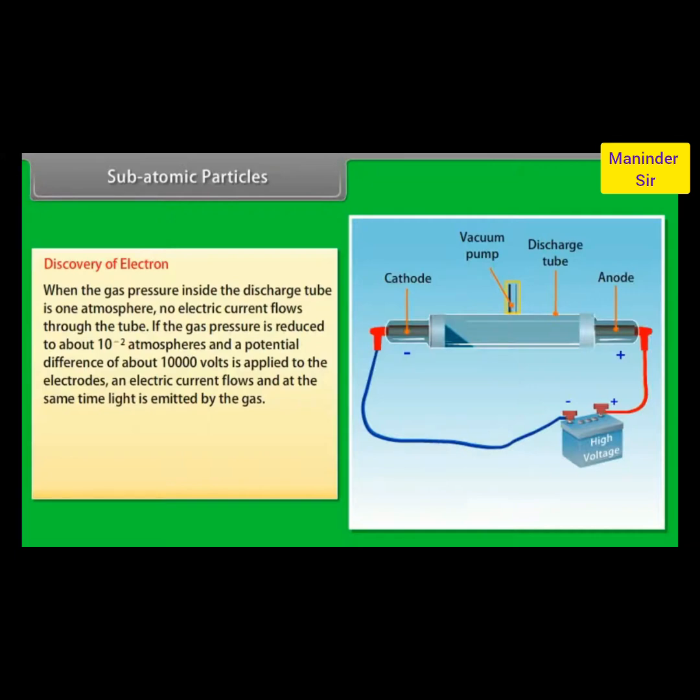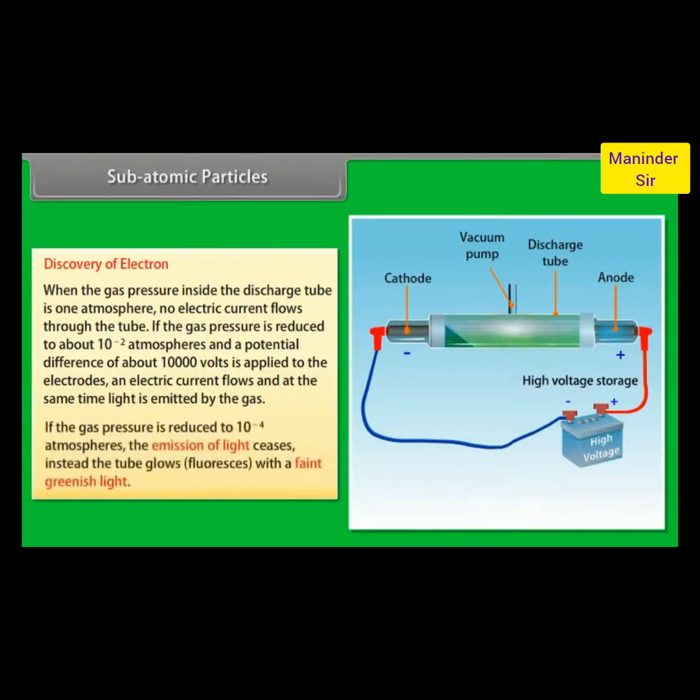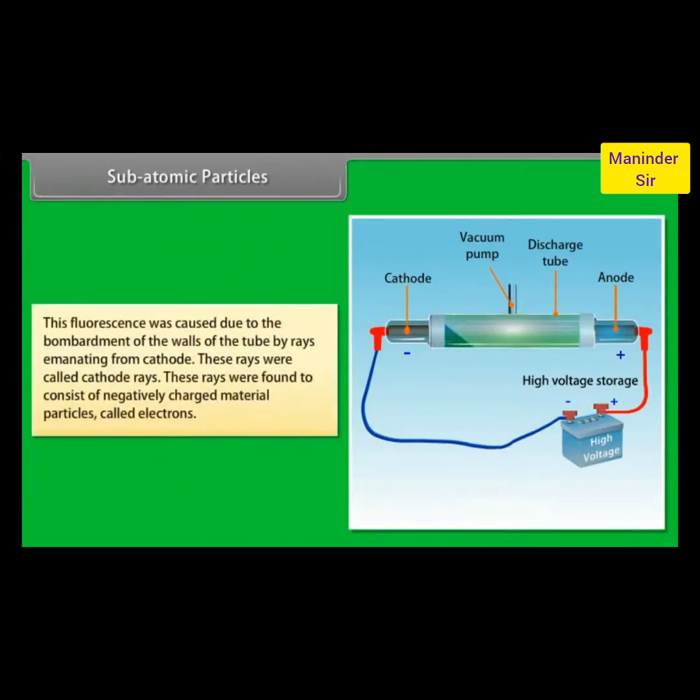If the gas pressure is reduced to about 10^-2 atmospheres and a potential difference of about 10,000 volts is applied to the electrodes, an electric current flows and at the same time light is emitted by the gas. If the gas pressure is reduced to 10^-4 atmospheres, the emission of light ceases. Instead, the tube glows, fluorescence with a faint greenish light. This fluorescence was caused due to the bombardment of the walls of the tube by rays emanating from cathode. These rays were called cathode rays.